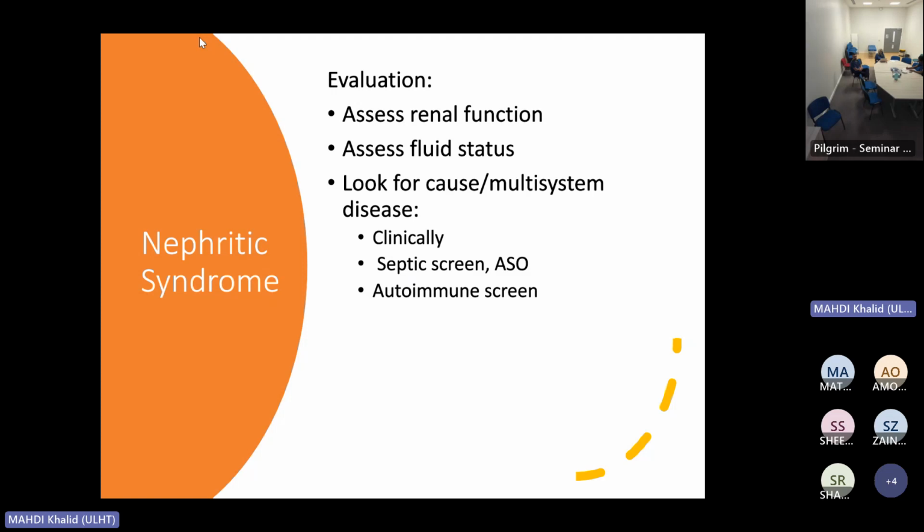It's the same method of assessment. When you see them, you've got to focus your mind. I've seen this person, I think it's this, so what do I need to do? Assess function and fluid status, and look for any associated symptoms of other diseases that can be linked to it. In this example, check the ASO titer, and look for sore throat, history of infection, skin infection, throat infection.